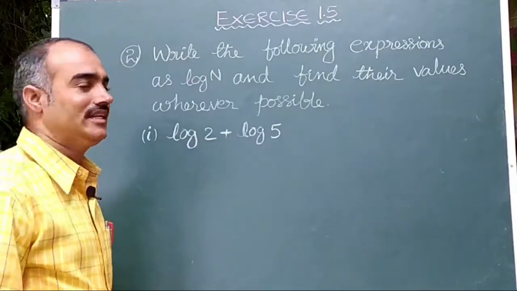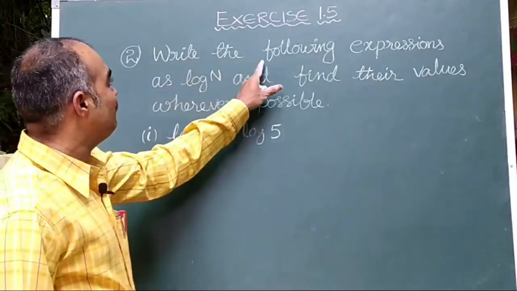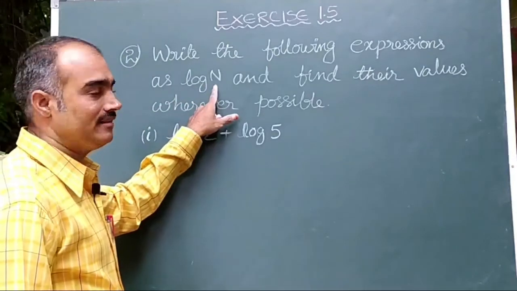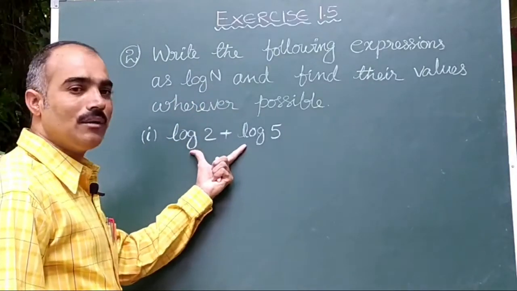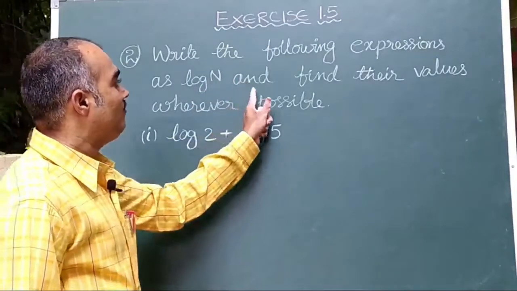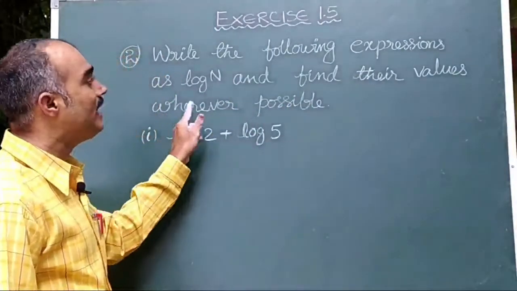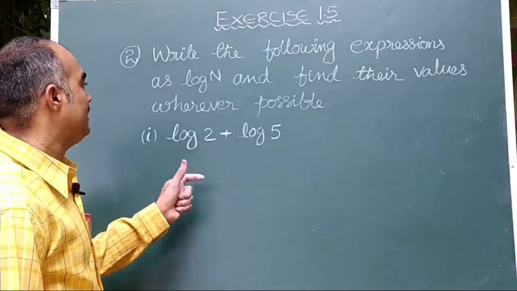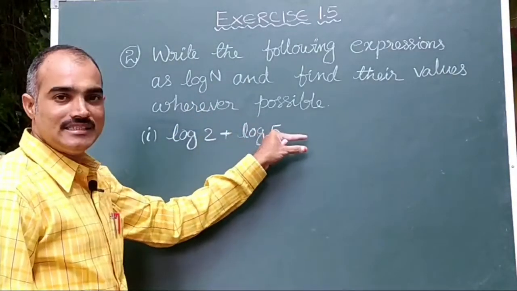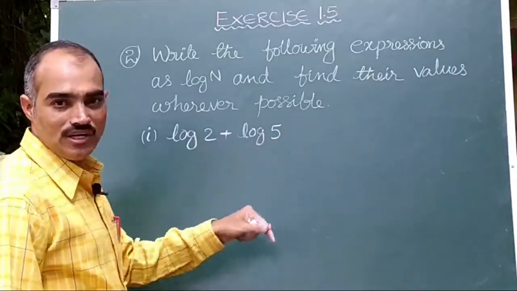Now let us see the next question, that is, write the following expressions as log n. This means these together combined we should write in a single log, that is the meaning of log n, and find their values wherever possible. After finding that log n, if possible, we should find the value also.